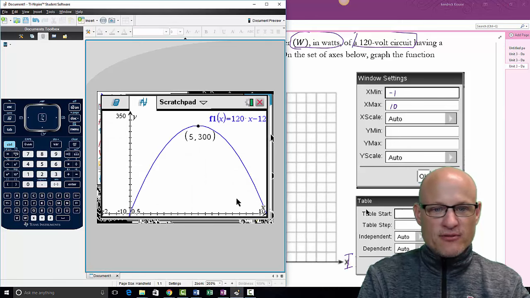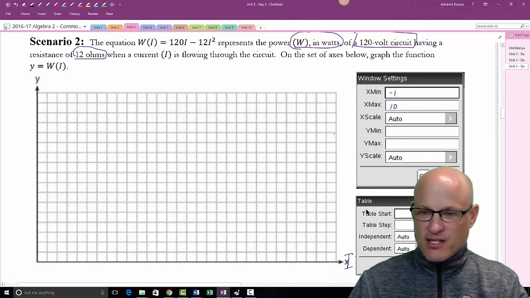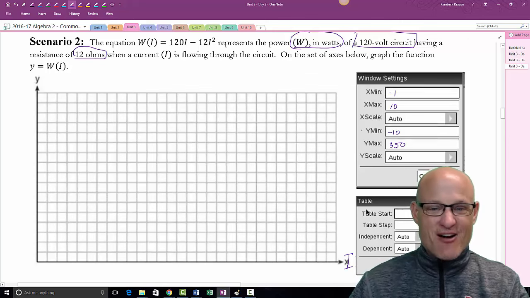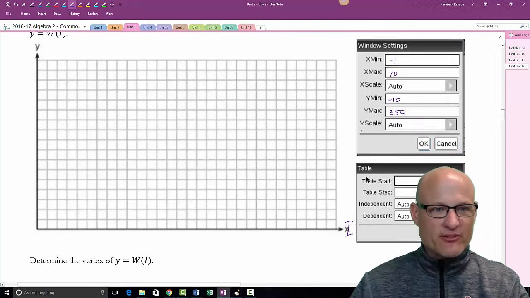I can see that graph. What did I make that, negative 10? I think I made that negative 10, and I made this 350. Good enough. All right. So now I can get a good picture of what's going on with this graph.